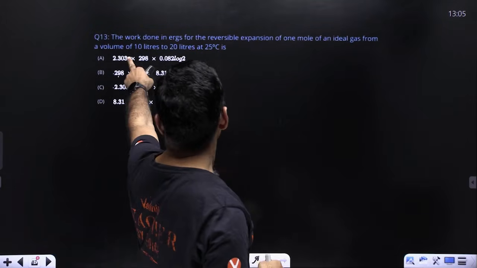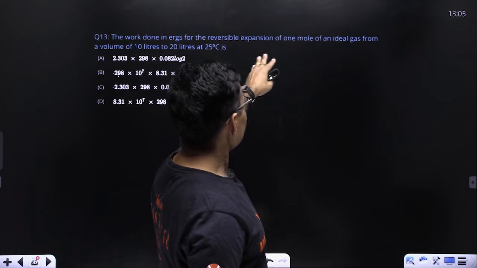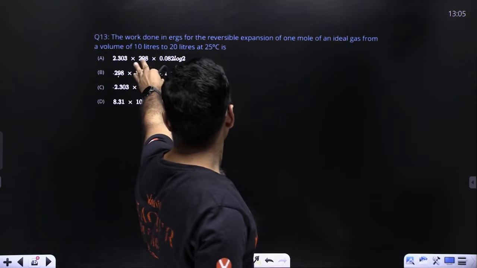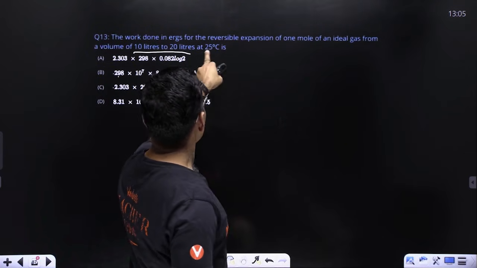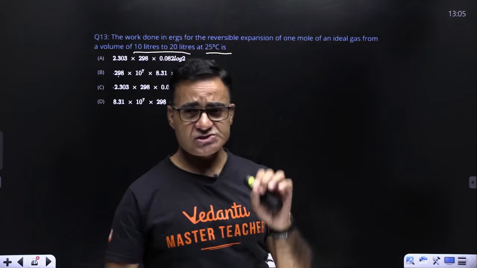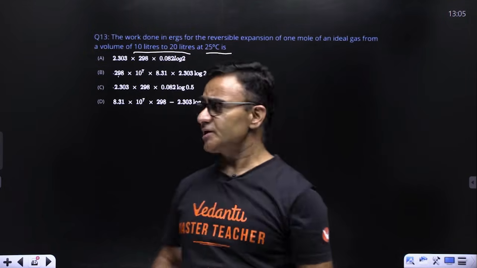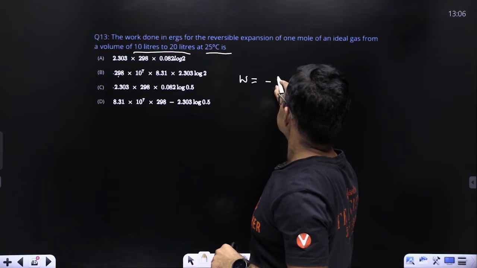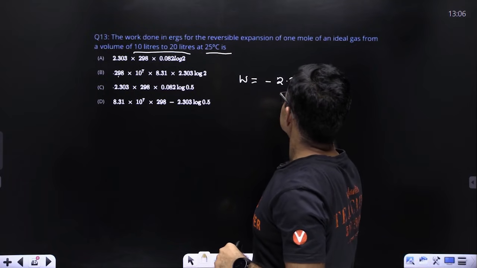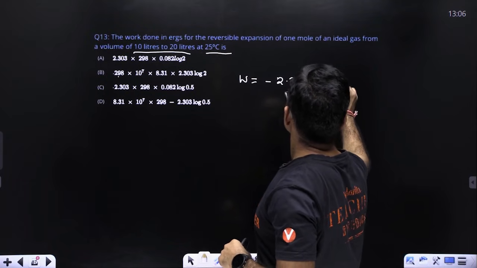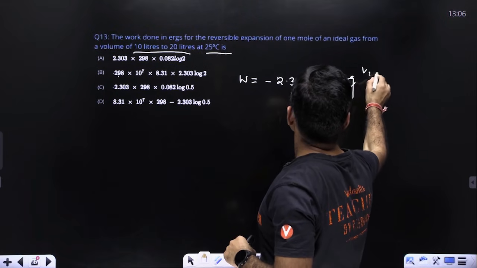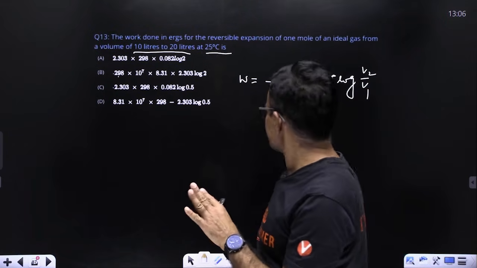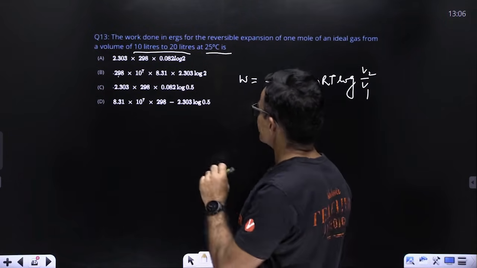वर्क डन निकालना है बेसिकली। Work done in erg for reversible expansion of 1 mole of an ideal gas from 10 liter to 20 liter at 25 degrees centigrade. So reversible isothermal expansion में work done calculate करना है. We already know, अब W जो होता है that is minus 2.303 nRT log V2 upon V1. जस्ट आपको वैल्यू रखनी है एंड बस ये ध्यान रखना कि यहाँ पे अर्ग में कैलकुलेट करना है.